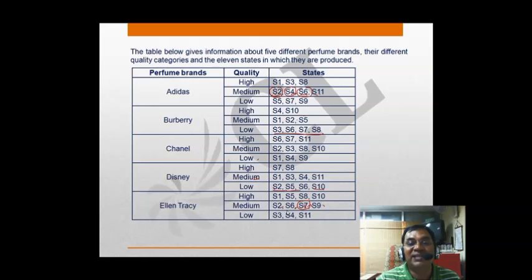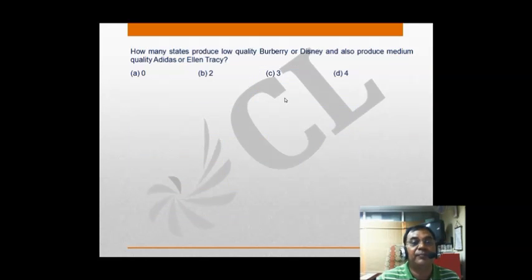S2, S6. I have wrongly marked S4. S4 is not there. This is simple, so I'll just double check. So the answer is 3.